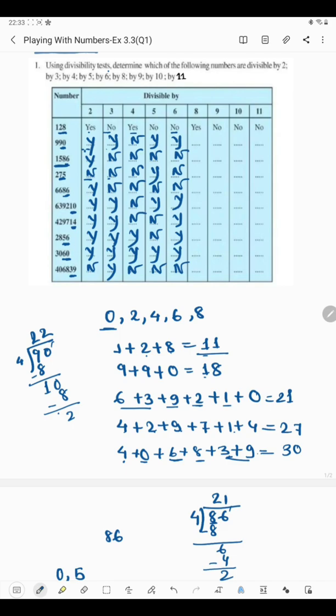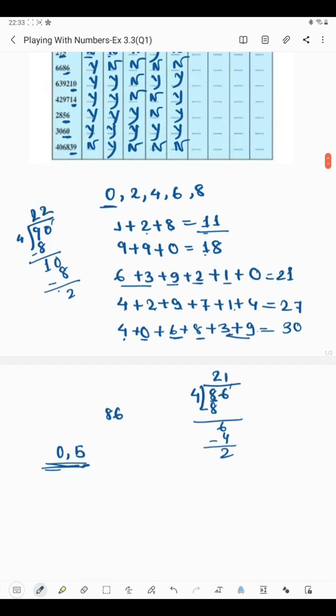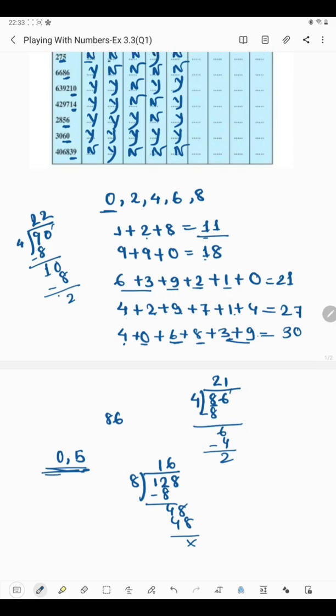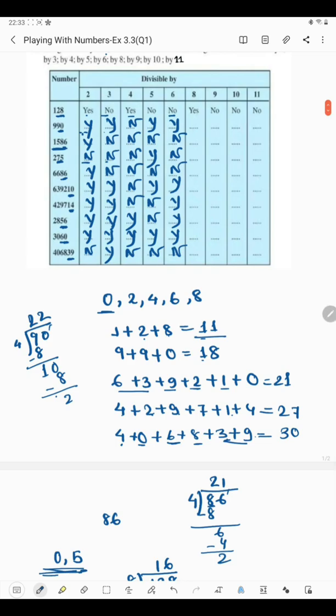Okay. Now coming to divisibility by 8. Divisibility by 8 means if the last 3 digits are divisible by 8, then we can say that the number is divisible by 8. So here we have 128. If you check 128, 8 ones are 8, 8 sixes are 48. So we can see that we have got 0 as remainder. That means 128 is divisible by 8. Okay, that's why here yes is given.